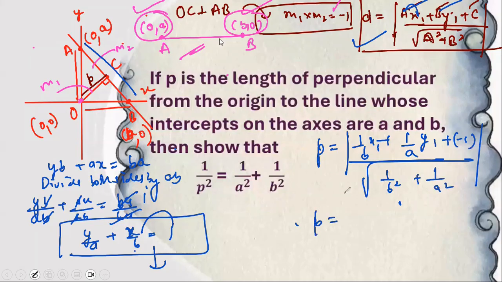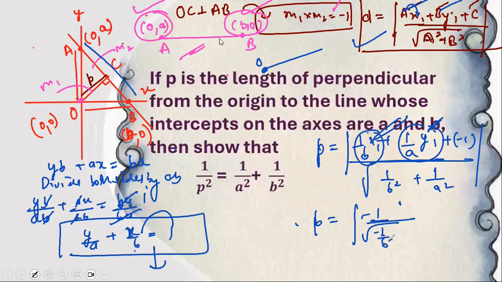So P is equal to, modulus means, now what is x1, y1? You will get x1, y1 only from the perpendicular. Any point on the perpendicular works. I have O, 0, 0, so I will put 0, 0. So x1 is 0 and y1 is 0, so this term is 0 and this term is 0. You are left with minus 1 over the square root of 1 by a square plus 1 by b square. Let me write it nicely: the square root of 1 by b square plus 1 by a square.